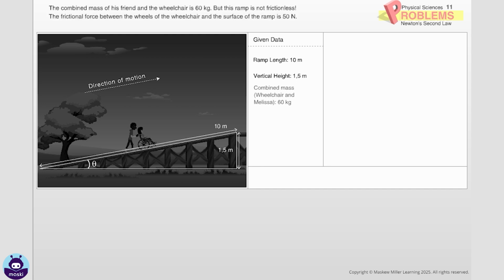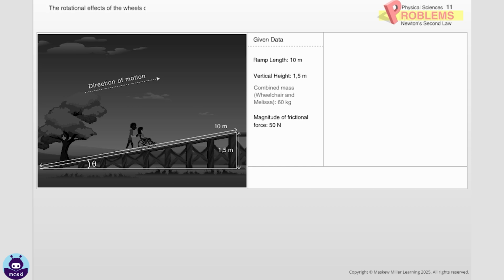But this ramp is not frictionless. The frictional force between the wheels of the wheelchair and the surface of the ramp is 50 newtons. The rotational effects of the wheels of the wheelchair may be ignored. Determine the force applied by Sipo if he moves the wheelchair at a constant velocity.